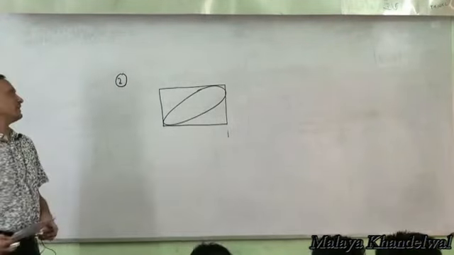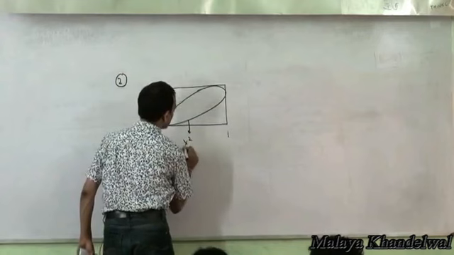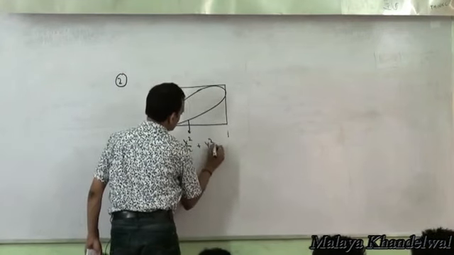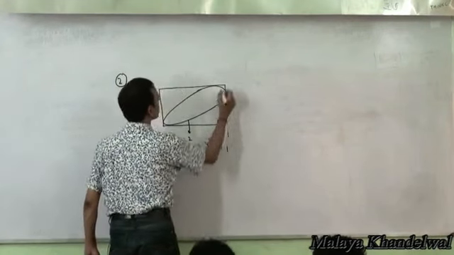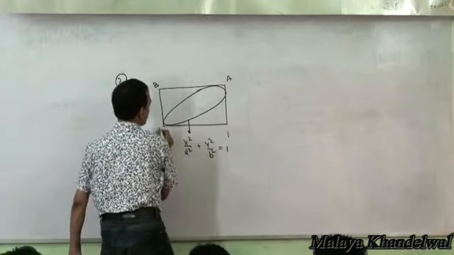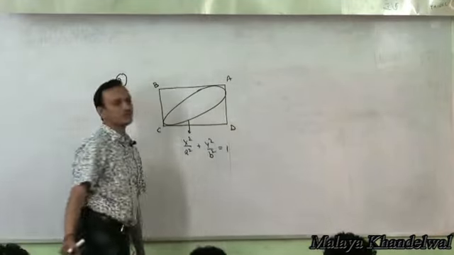So now in any case, this is the ellipse and this is the rectangle. This ellipse is x squared by a squared plus y squared by b squared equal to 1. These are the vertices of the rectangle ABCD.